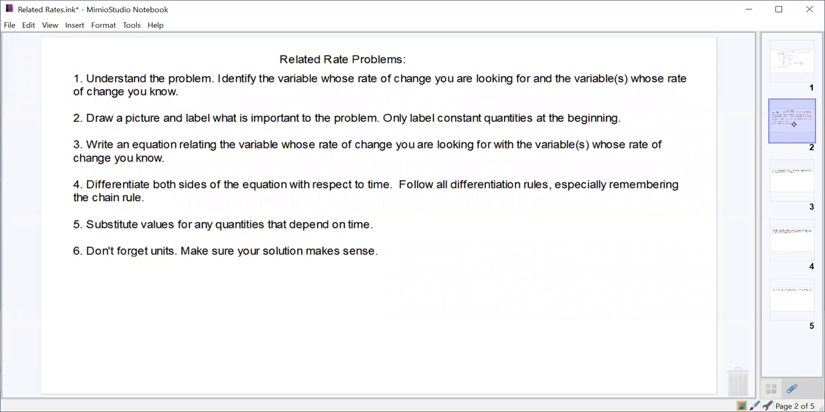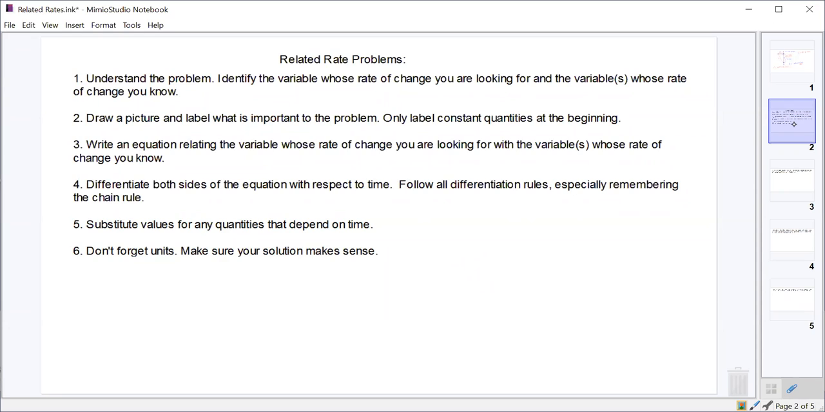And then from the wording of the problem, you should be able to figure out which variable you're looking for the rate of change of and which variables you know the rate of change of. And we'll just sort of make a list of all the things that we know how they're changing and want to know how they're changing off to the side.